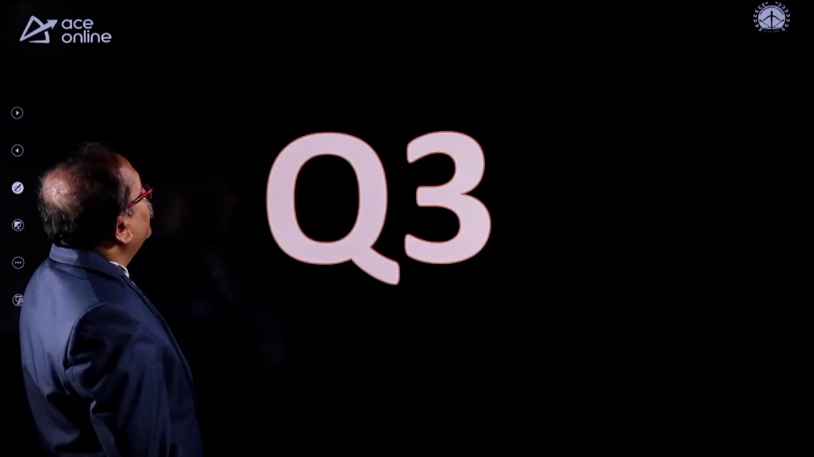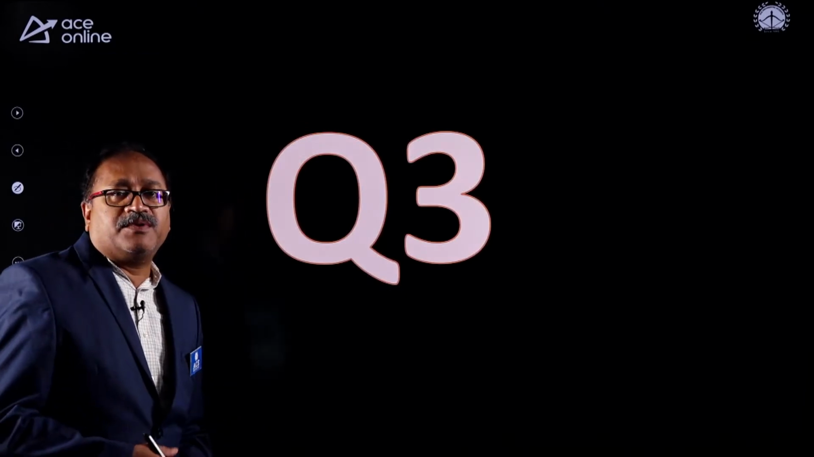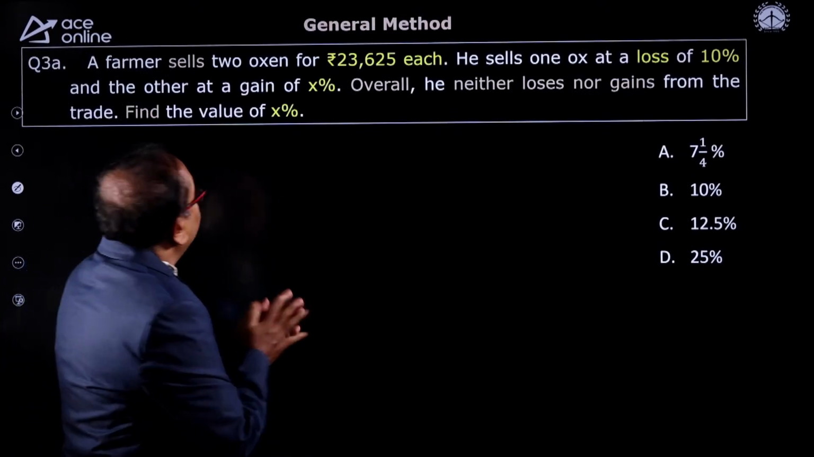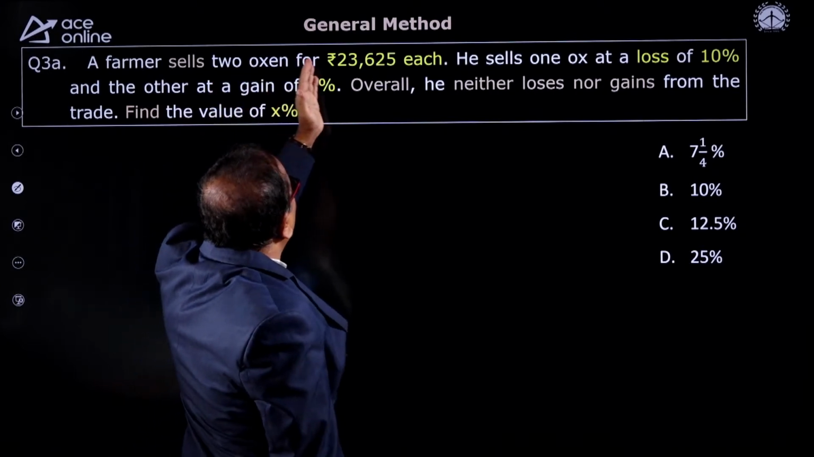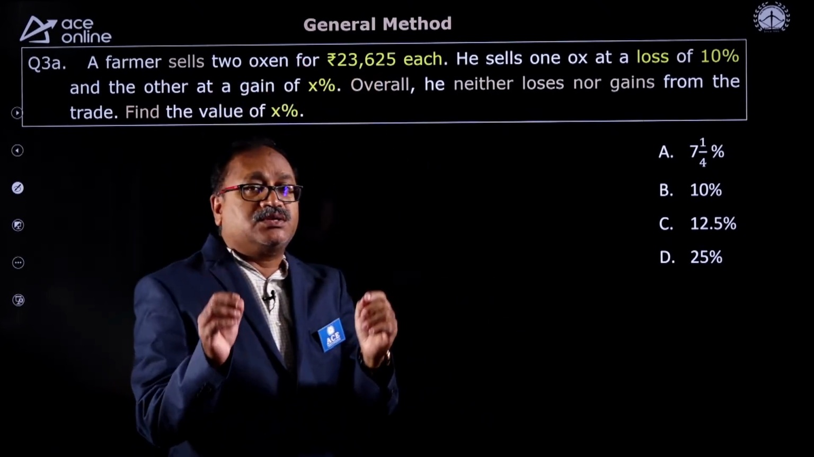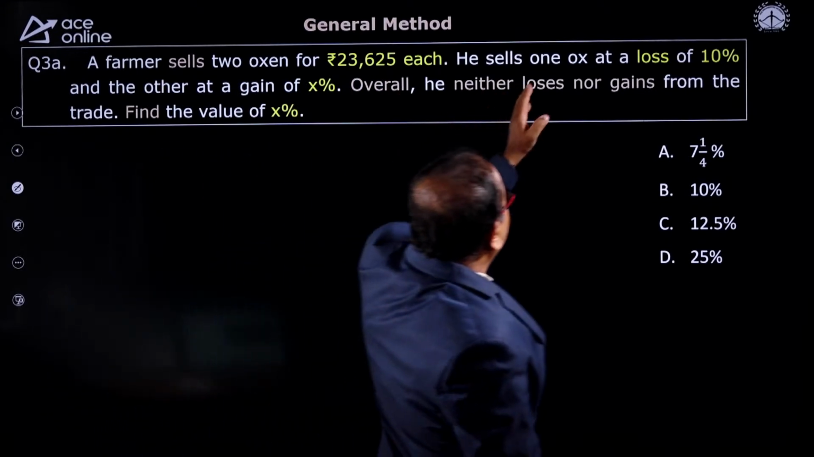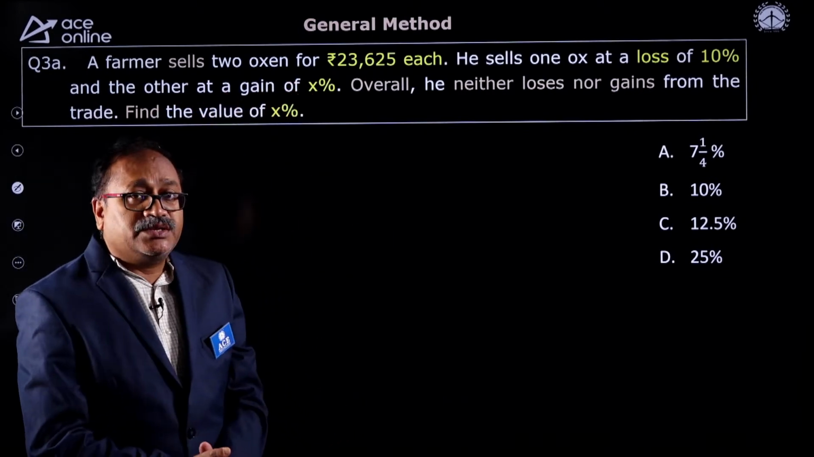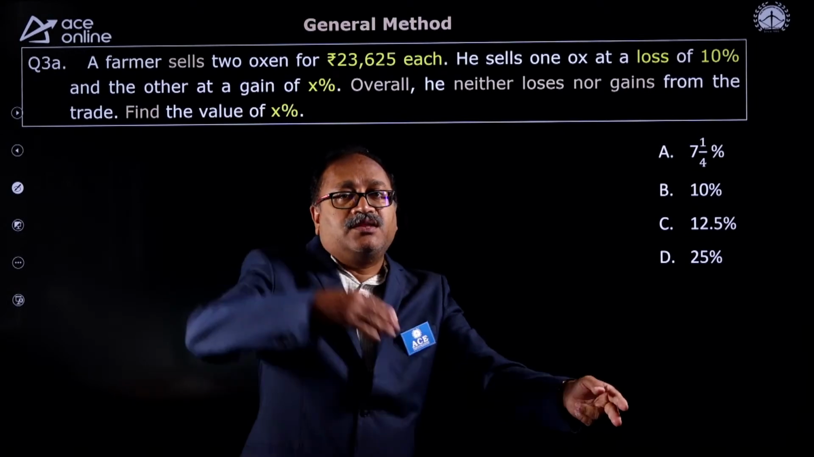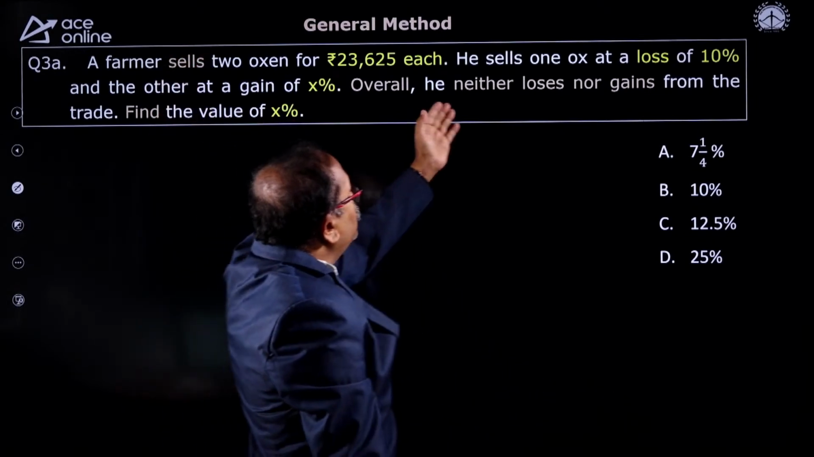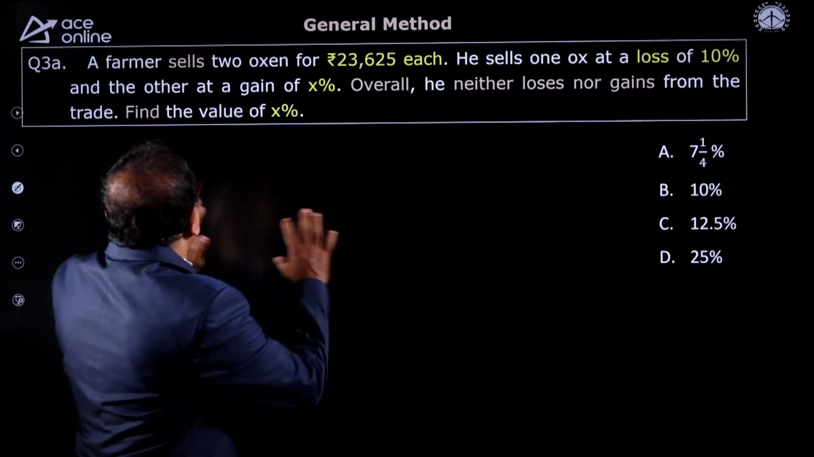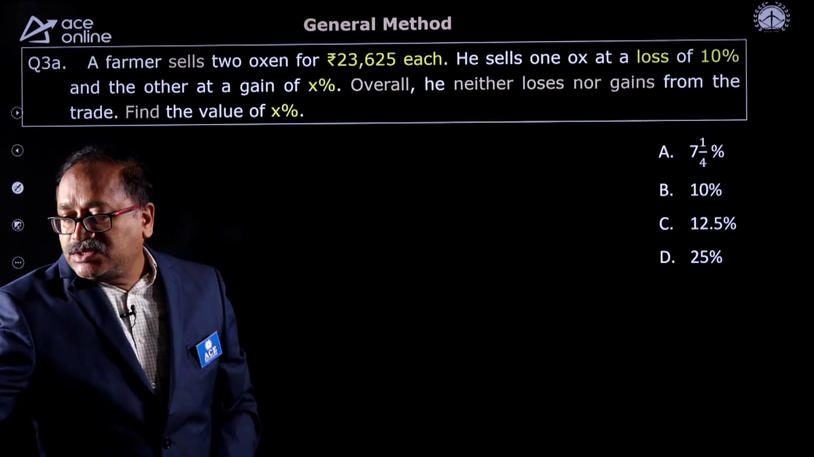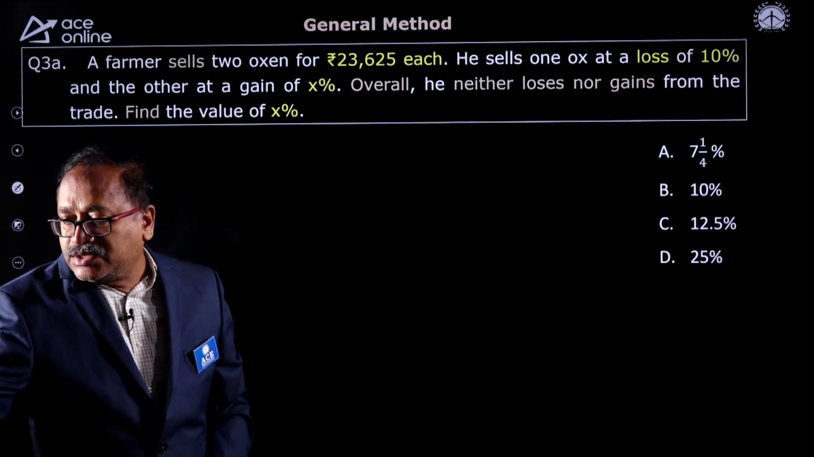Let's move on. Now question number 3. Actually the number was placed wrong. It's question number 4, my friends. So what is the question here? A farmer sells 2 oxen for rupees 23,625. He sells one at a loss of 10% and the other at a gain of X%. So he neither loses nor gains on the whole trade. So what is the value of X?